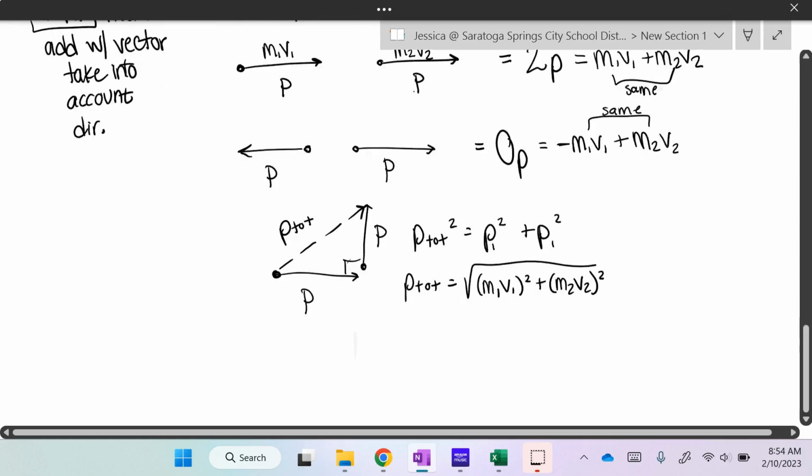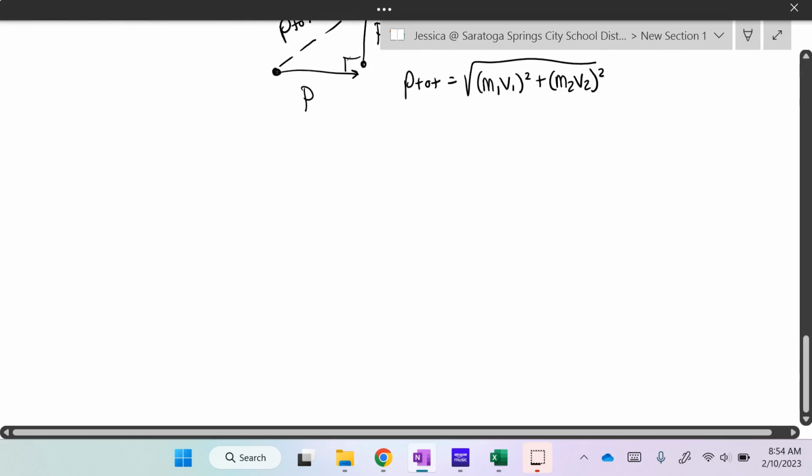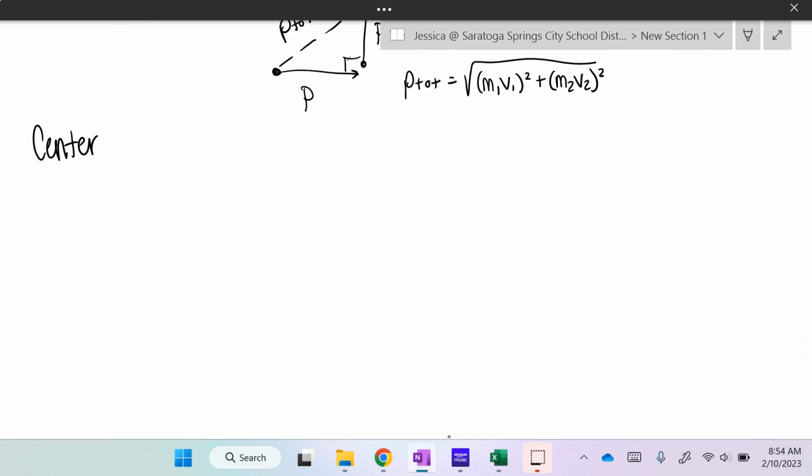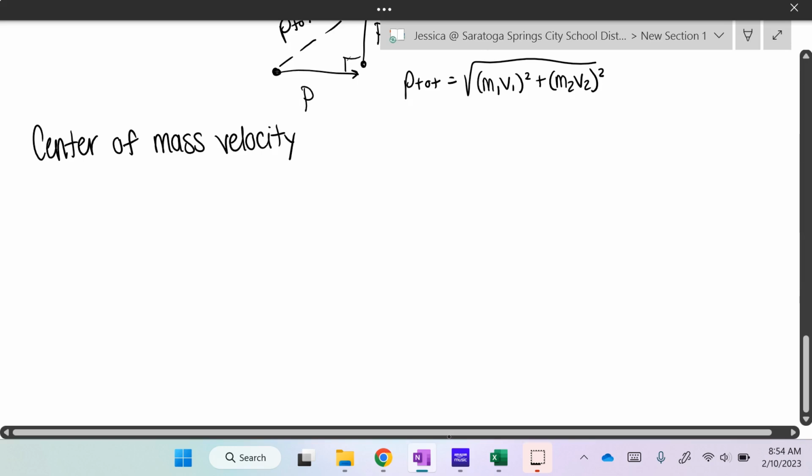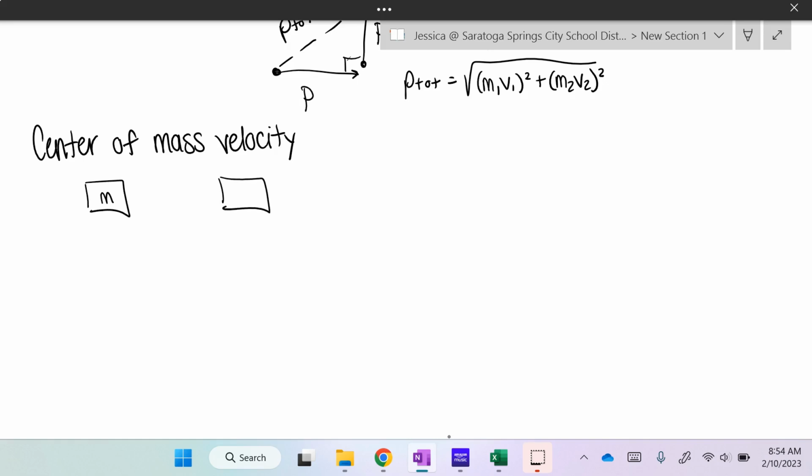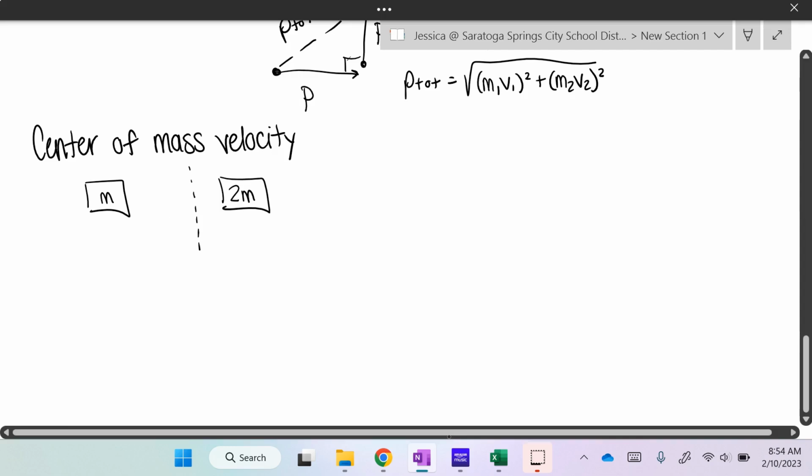All right, and so the last thing we're going to talk about that comes in with total momentum is this idea of center of mass velocity. So we've talked about center of mass kind of briefly, in the sense that if we have two masses, the center of mass is sort of like the balance point of the system. If the two masses were the same, the center of mass would be exactly in the center. And then since 2m is heavier, the center of mass shifts closer to it.